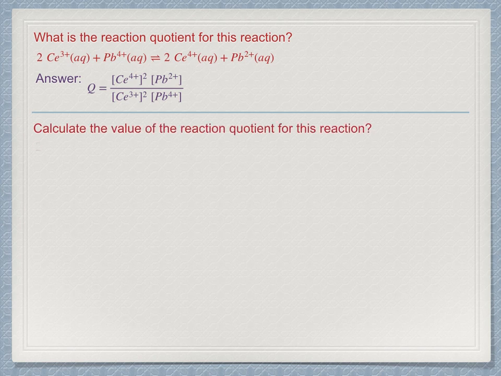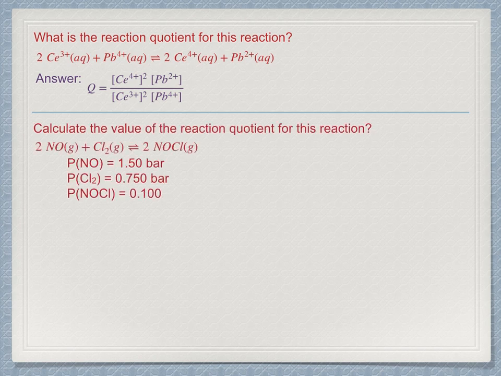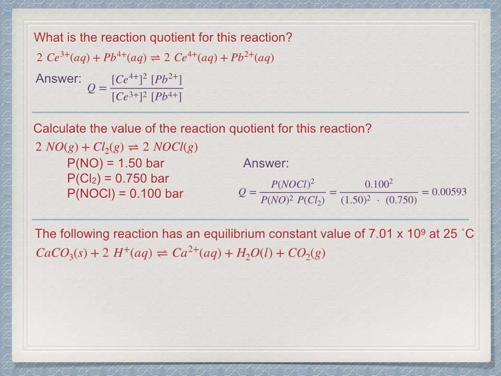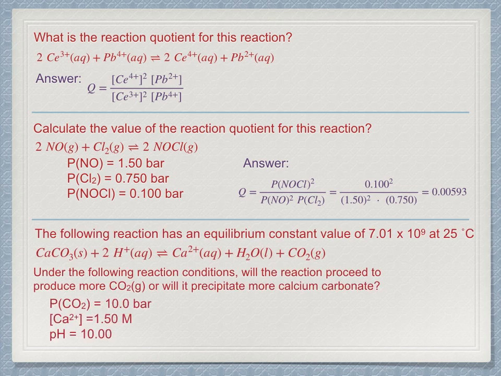And here's another. Can you calculate the value of the reaction quotient for this reaction under these conditions? The answer is 0.00593. And what about this question? The equilibrium constant for this reaction is 7.01 times 10 to the 9. With these experimental conditions, will the reaction produce more reactants, calcium carbonate for instance, or more products, more carbon dioxide as an example? Well, the answer is more calcium carbonate.